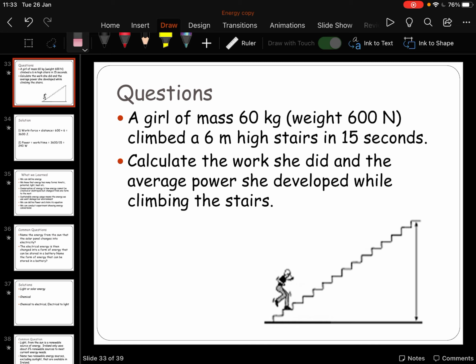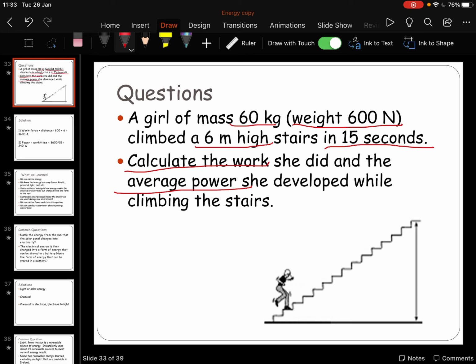A girl of mass 60 kgs, which means her weight is 600 newtons, remember you multiply by 10, climbed a 6-meter high stairs in 15 seconds. So: girl, 60 kgs, 600 newtons in weight, climbed up 6 meters of stairs in 15 seconds. Calculate the work she did first.